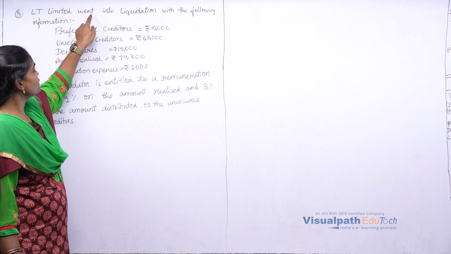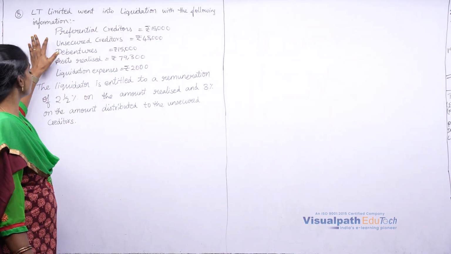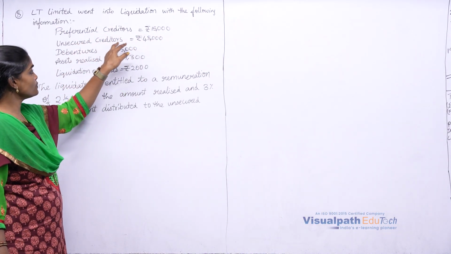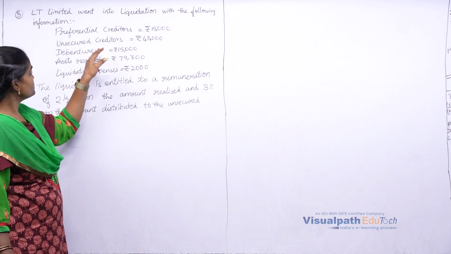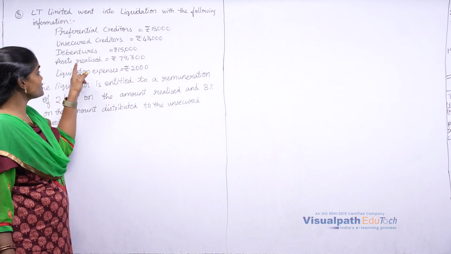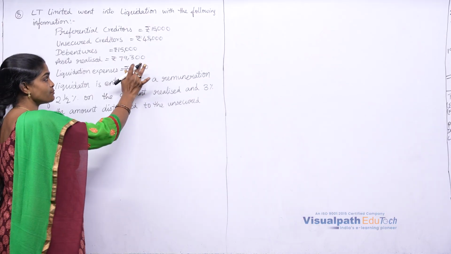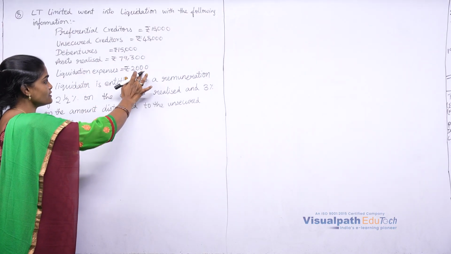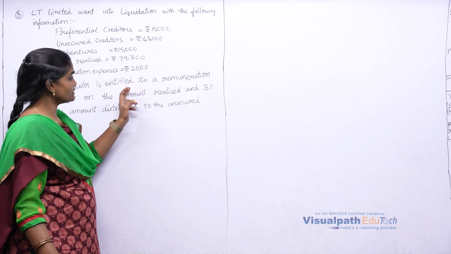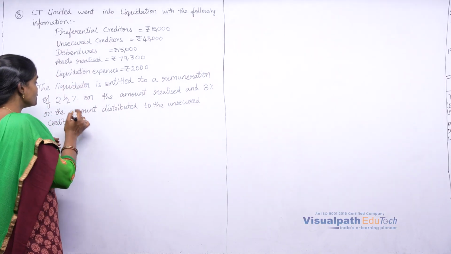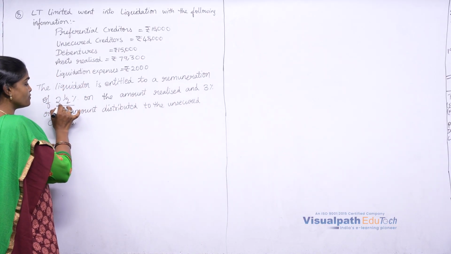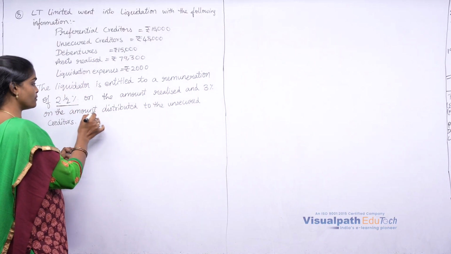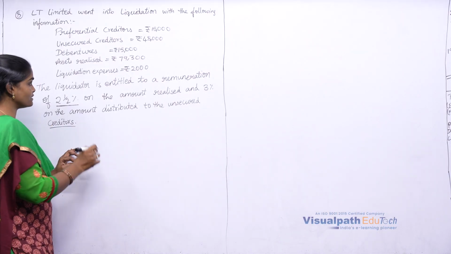LT Limited went into liquidation with the following information. See, preferential creditors are given as 15,000, then unsecured creditors 48,000, debenture holders 15,000, and assets realized. The amount realized from the assets after selling assets is 79,300. Now liquidation expenses is given as 2,000. So the liquidator is entitled to the remuneration of 2 1 by 2, that is 2.5% on the amount realized and 3% on the amount distributed to unsecured creditors.